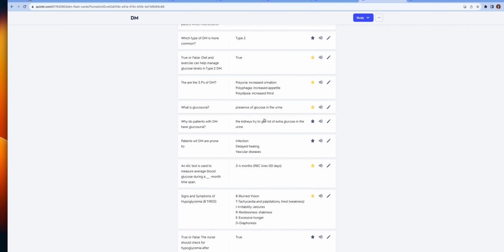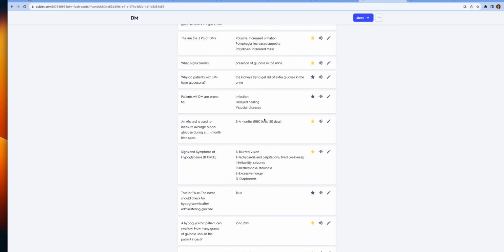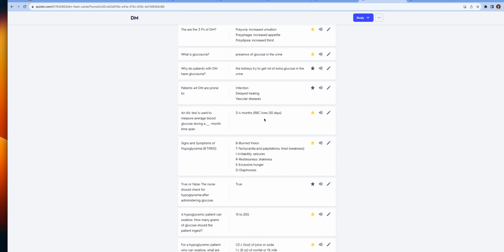Okay. Patients with diabetes are prone to infection, delayed healing, vascular, and also eye diseases like glaucoma and retinopathy. And then they do this test, the A1C test, and it's used to measure the average blood glucose over the course of 3 to 4 months, because a red blood cell lives 120 days. So that would be 4 months, but it's 3 to 4 months. And if it's in a good place, then we know they're maintaining tight glycemic control.